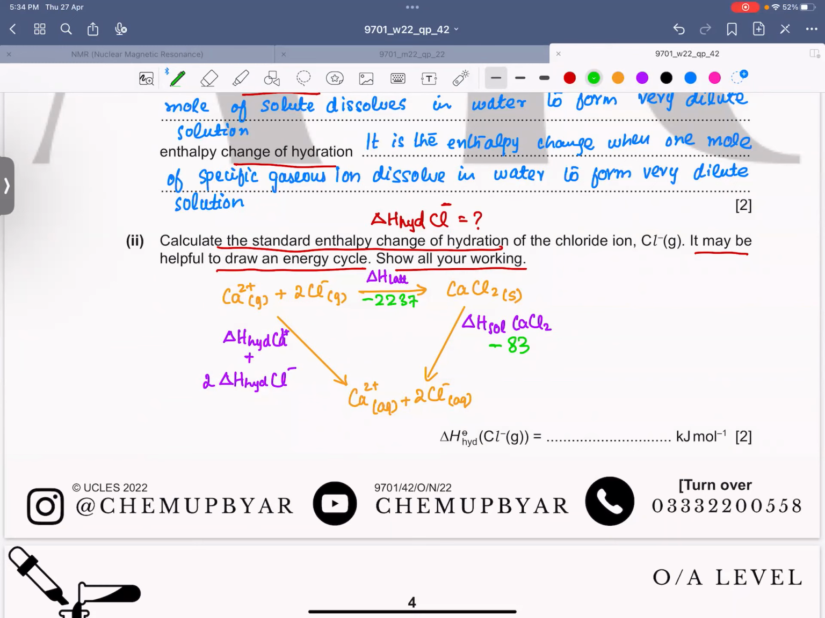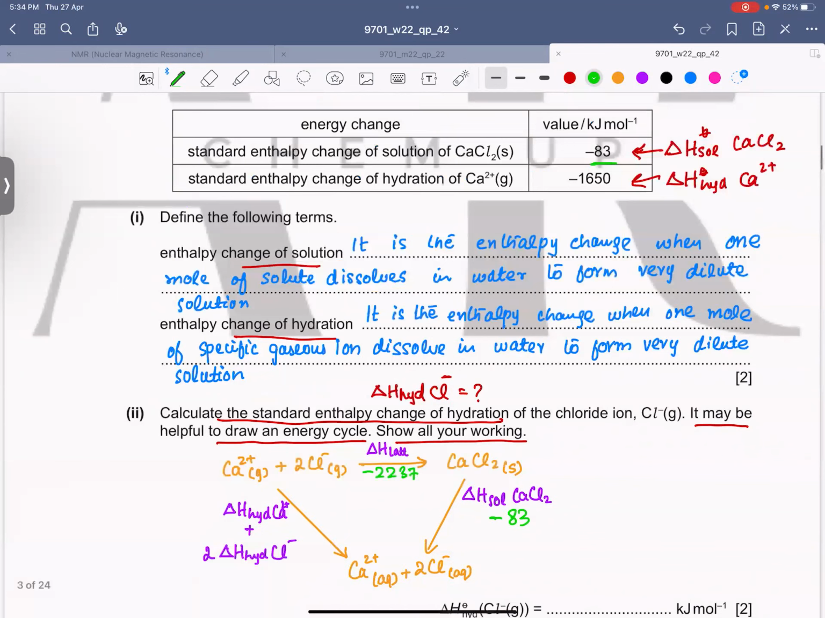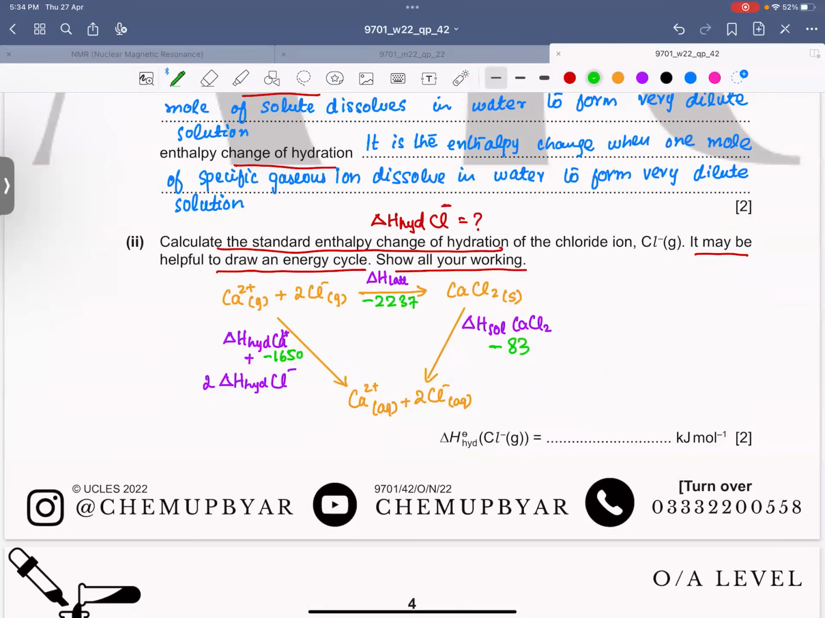So the hydration of calcium chloride is over here minus 1650, and we have to find the enthalpy change of hydration of chloride, and here we have 2 moles. So I would label it or equate it with 2x. Is this clear? Now, then you can easily predict that here, this is your starting point, and this is your direct route.